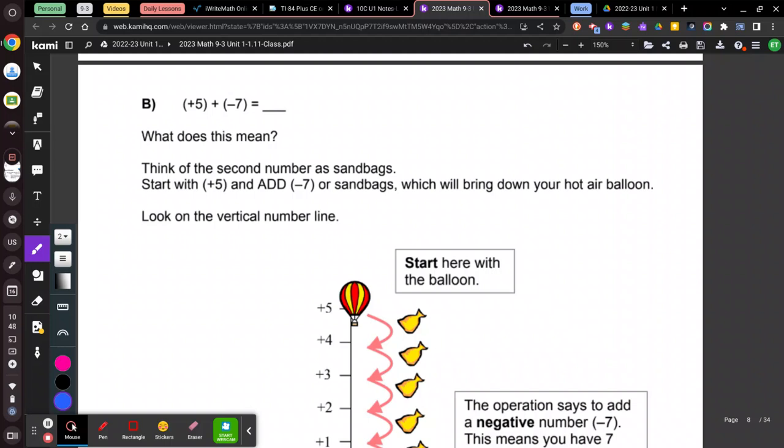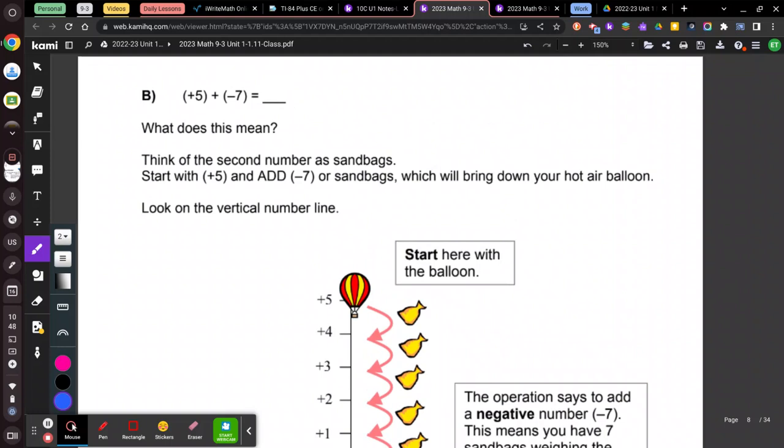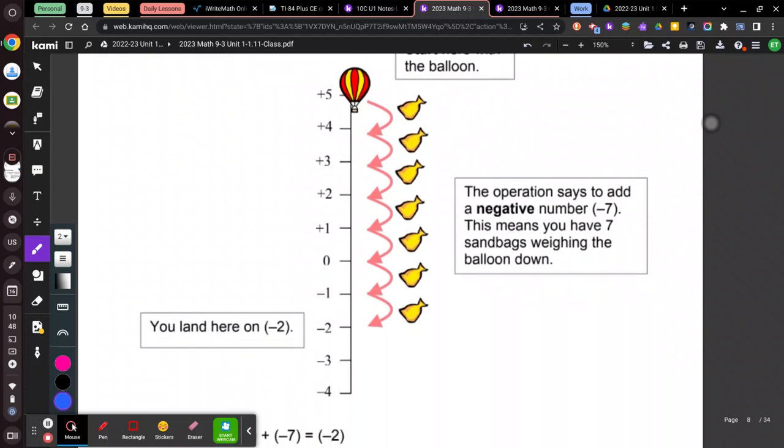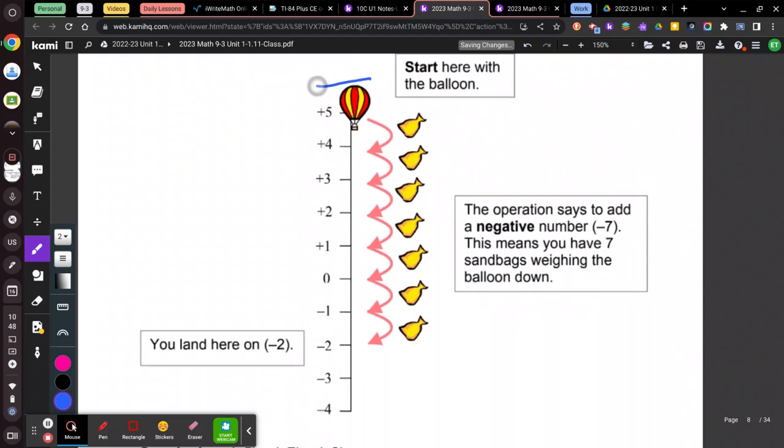All right. So now I've got +5 and -7. So we're going to show this on the vertical number line. Whenever I'm adding a negative, we would move left if it's left and right. But this one, because it's up and down, we're going to move down, because we're adding a negative. If we take a look, we got our sandbags. We're at +5, and now we have to move down 7 steps.